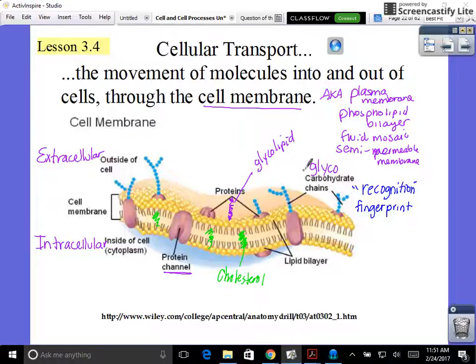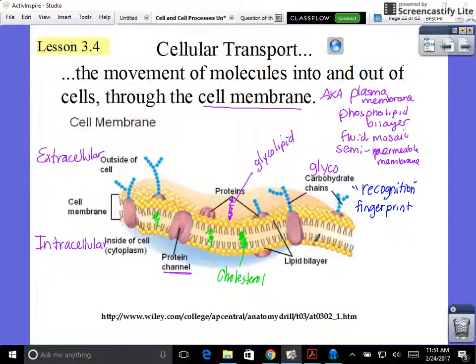The fluid mosaic, one of the main things is that fluid means it's movement, and mosaic means there's different pieces. So you can see this colorful representation of the cell membrane is not just two layers of lipids. The main component is this lipid bilayer. So bi meaning two. So you see here's your phospholipid head, your tails, and the phospholipid heads are actually pointing out towards the outside of the cell and pointing towards the inside of the cell. It's the tails that are backing up against each other.